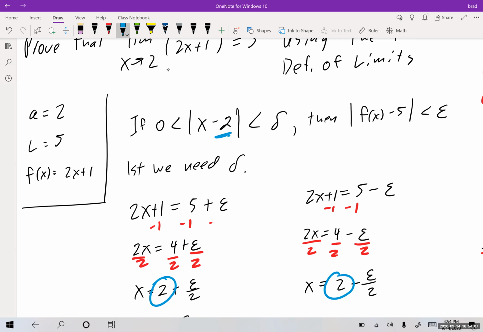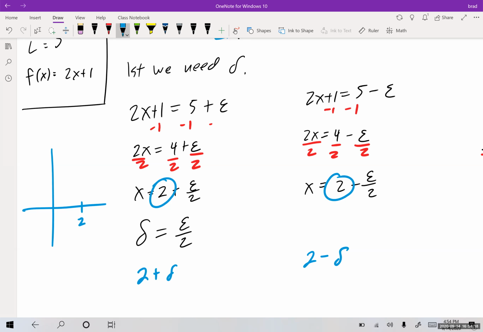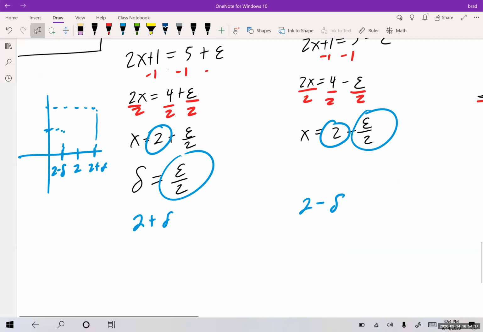So remember, what we are basically saying is 2 plus a delta and 2 minus a delta. That's how, remember, on the x-axis, if let's say that this was 2, we're going to walk to the left and we're going to walk to the right, and then we're going to find our value here, and we're going to find our value here, right? So that's what we're doing here. This is 2 plus delta and 2 minus delta, but we've actually solved for delta in terms of epsilon. It's epsilon over 2. So now we have to do the actual proof, okay?